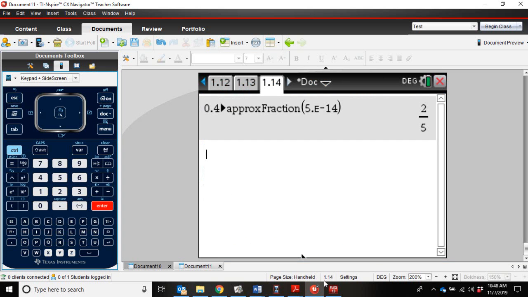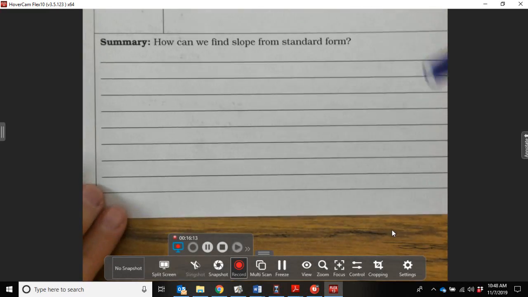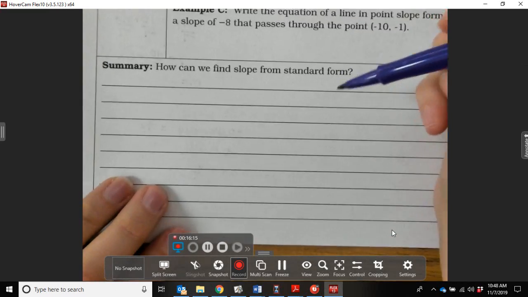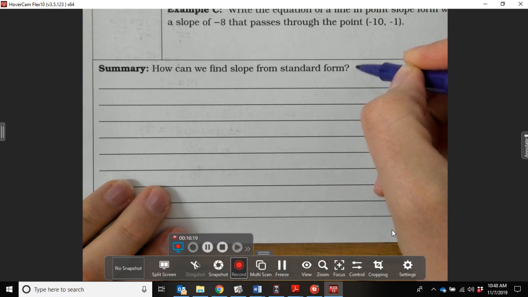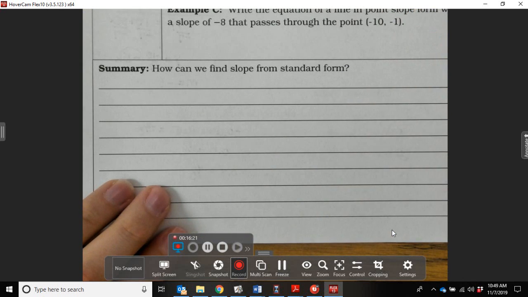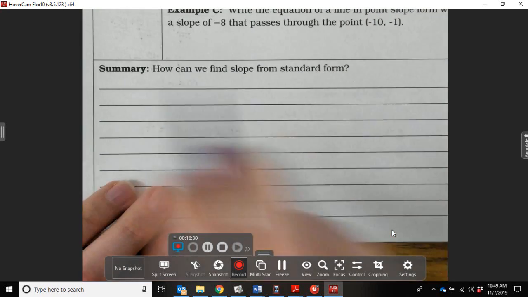Okay? So before we actually go on to the lesson, the activity, how can we find slope from standard form? And I just explained how we find slope from standard form, how we use the calculator. So I want you to go through here and I want you to use complete sentences and write out the steps.